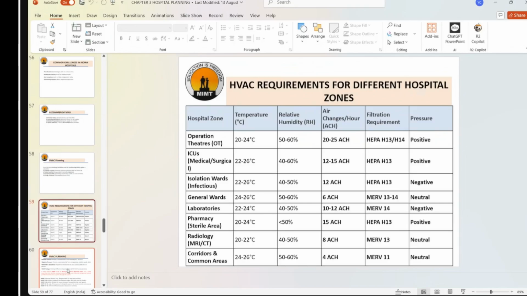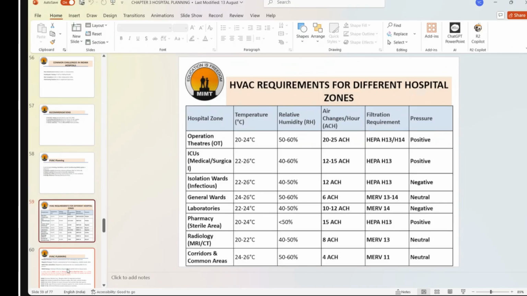If we talk about the ICUs, that is the medical ICUs, surgical ICUs, and even the SNCUs and NICU and all that, the temperature to be maintained is 20 to 26 degrees centigrade. Relative humidity is on the slightly lower side, that is 40 to 60%. Air change is not required as much as mentioned for the operation theater. That is 12 to 15 air changes per hour. HEPA 13 filter is always better, and again the pressure is supposed to be positive.